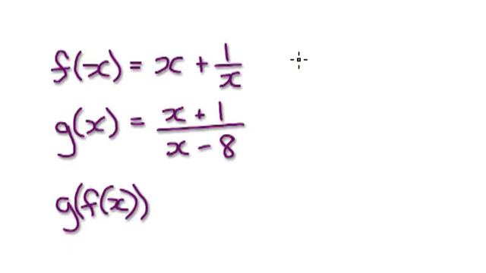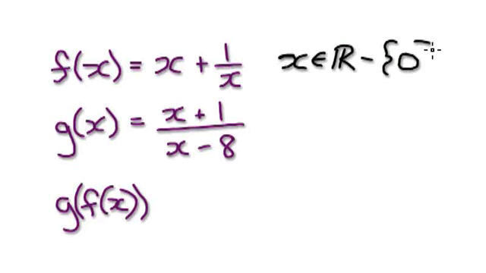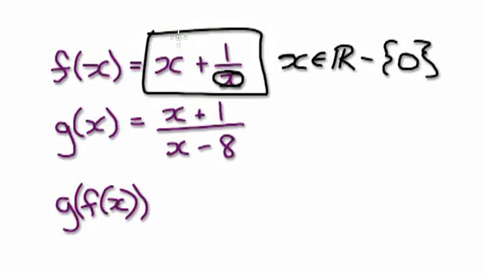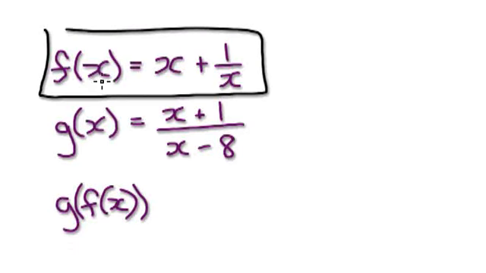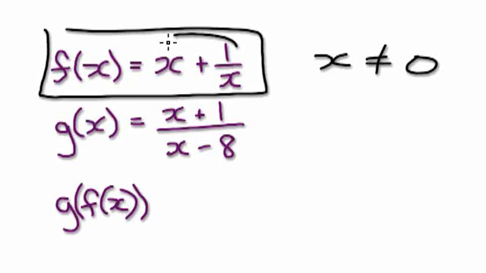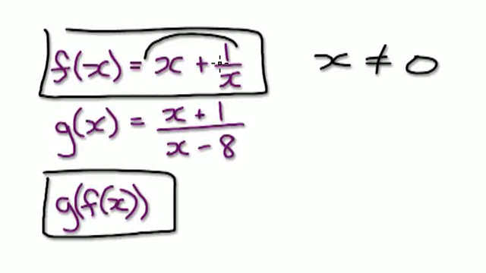So the domain for this function here is anything. You can write it as x belonging to the real number line, except for the one element 0. If you put 0 into here, this whole thing breaks down. So just bear in mind that the domain for this function is anything except 0. So x cannot be 0.